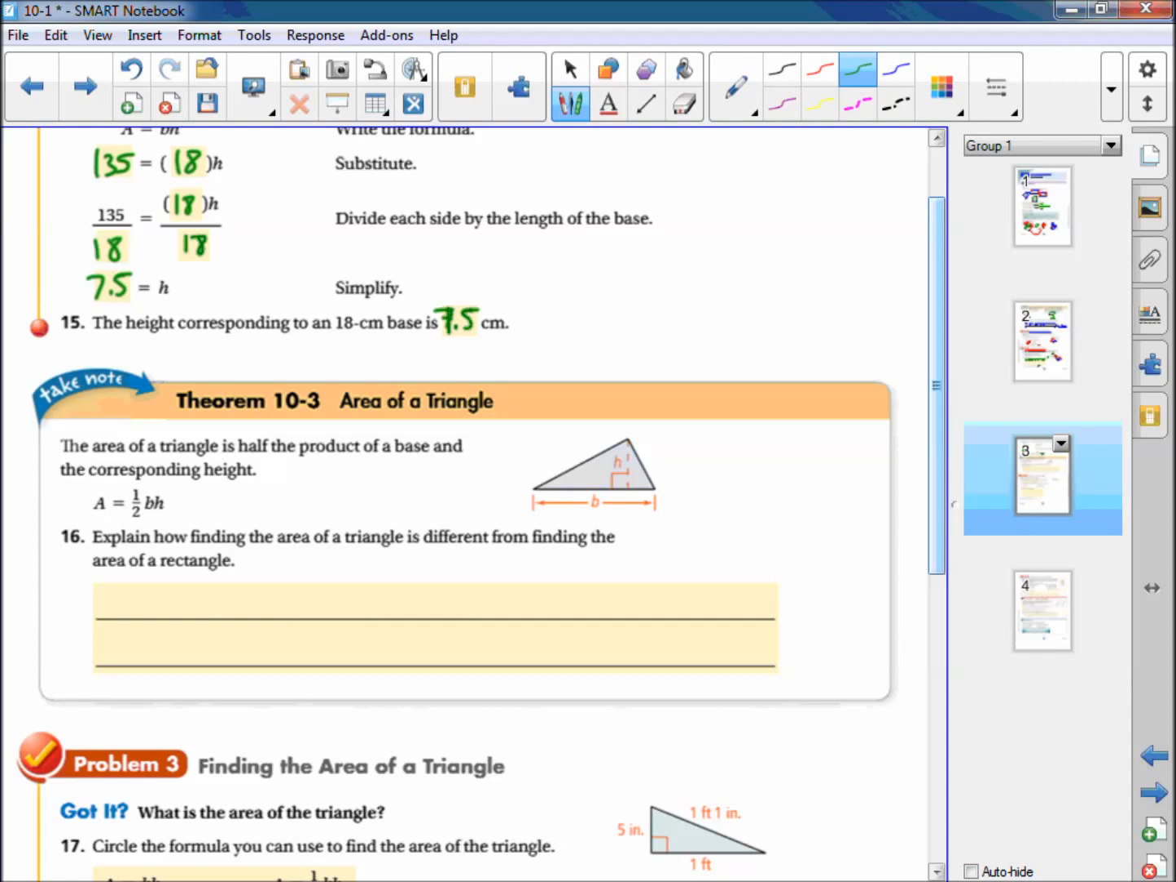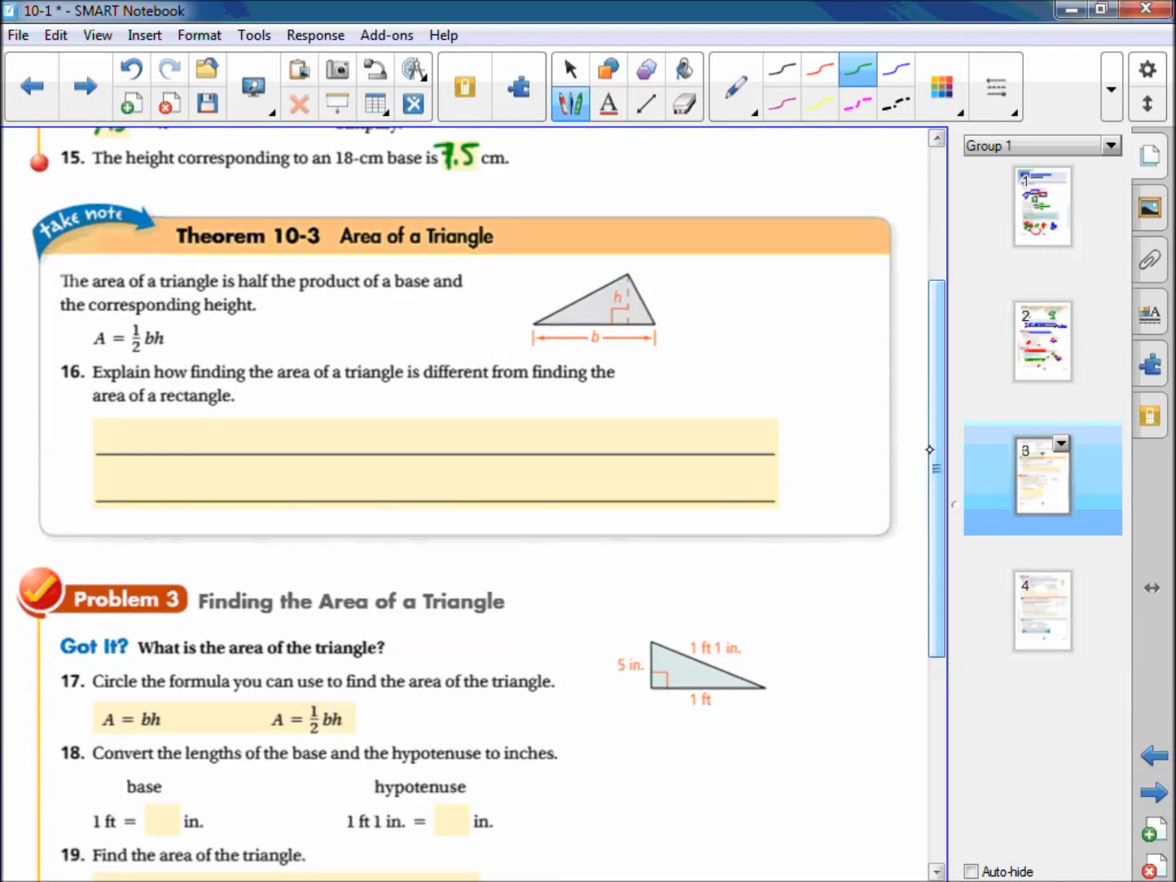Okay. All right, take 10-3, area of a triangle. So the area of a triangle is half the product of the base and the corresponding height. So 1/2 base times height. Okay? Explain how finding the area of a triangle is different than finding the area of a rectangle. So what's different? Well, it has the same formula except for that 1/2 there.